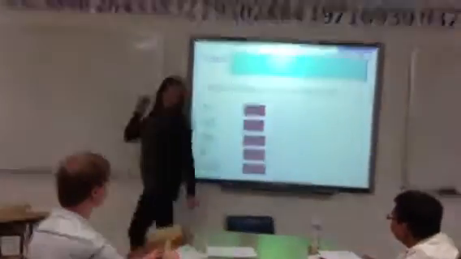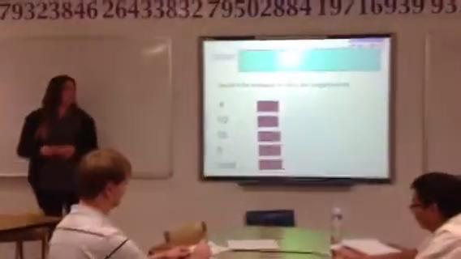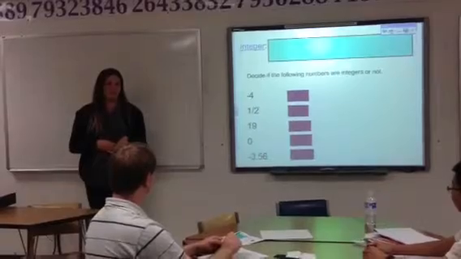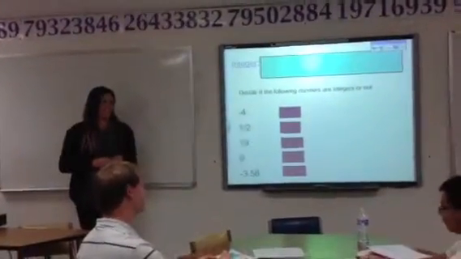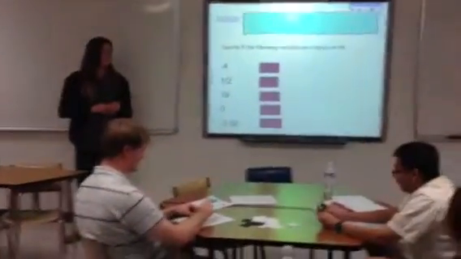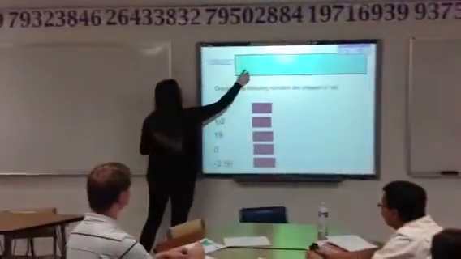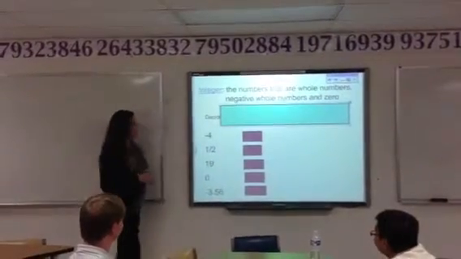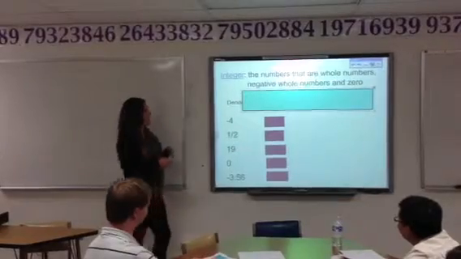Okay, so now we'll just go over these as a class. They use the board a lot, going up to the smart board, so we can do that. So who feels pretty confident in their definition of an integer? Barrett? It's any positive or negative number and 0, but it has to be a whole number. Alright, let's see if you're right. Okay. So the numbers that are whole numbers, negative whole numbers, and 0. So that was perfect. Good job.